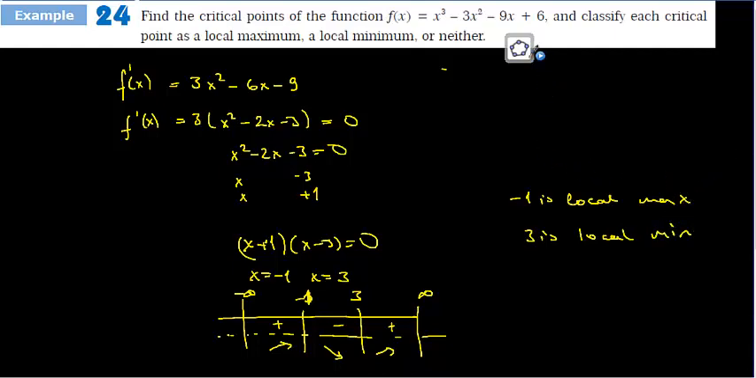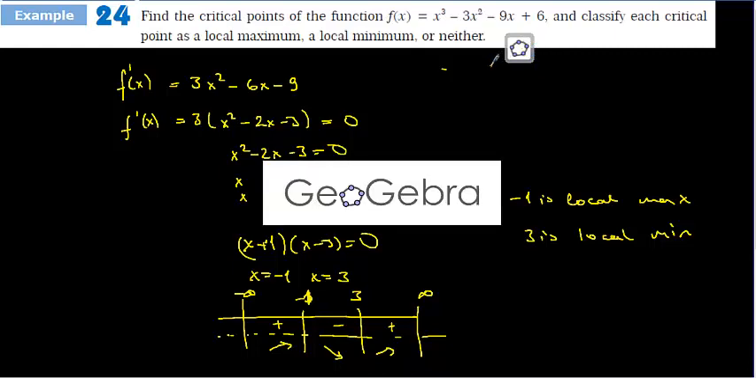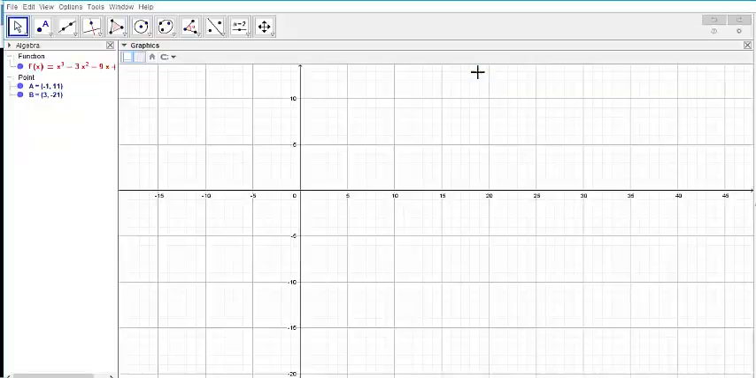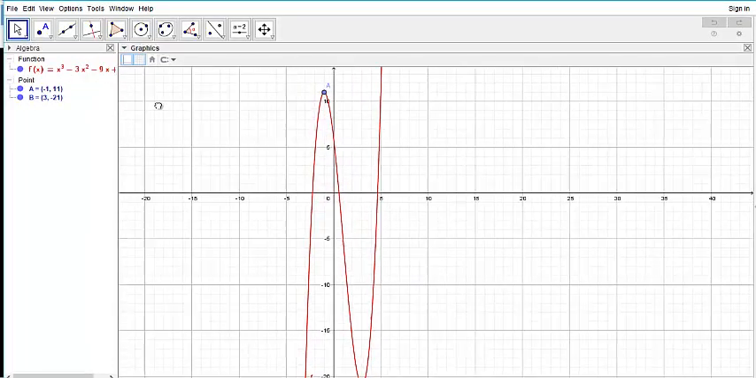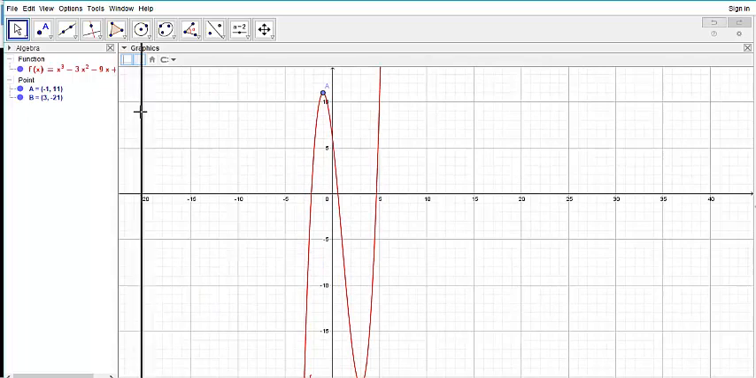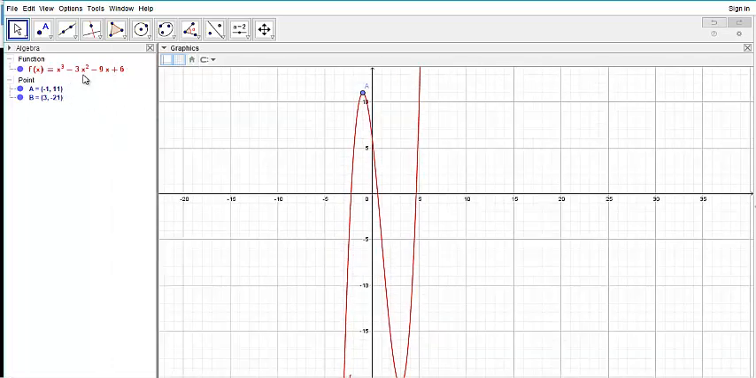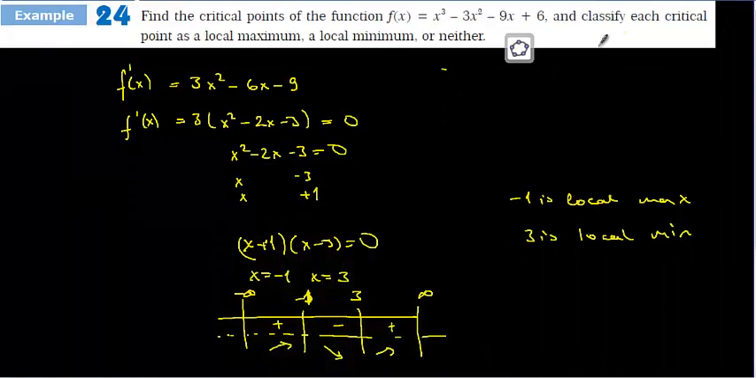I prepared this one before. I drew the function x cubed minus 3x squared minus 9x plus 6. As you see, the function is written here, and it's the same function.